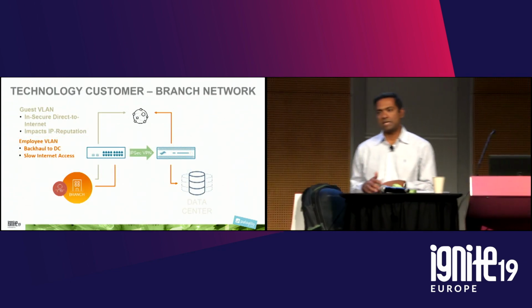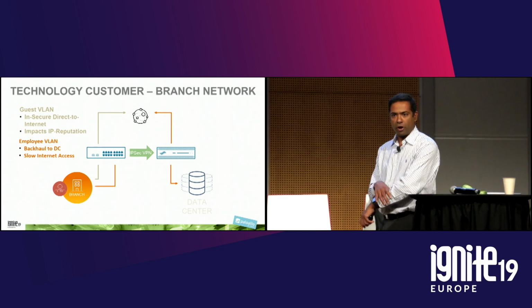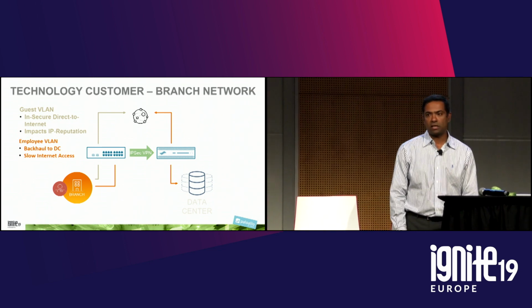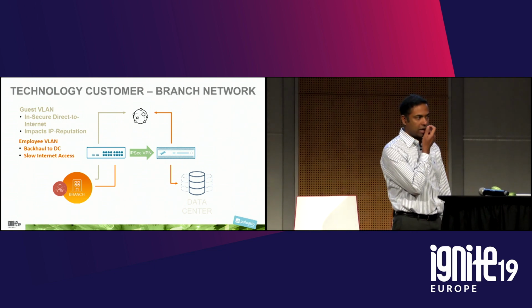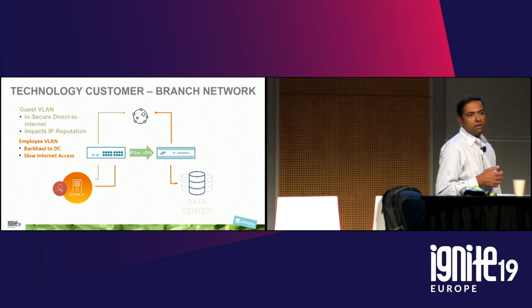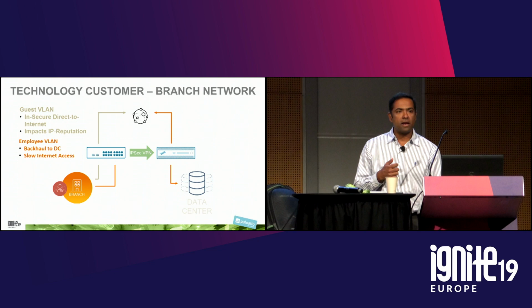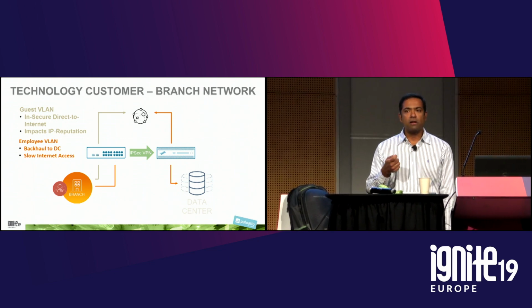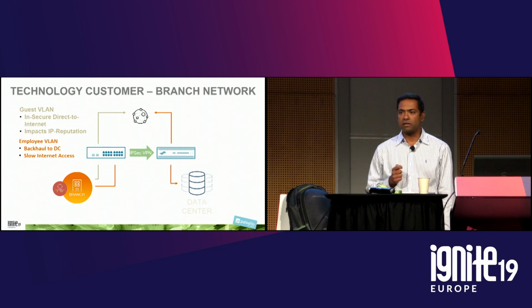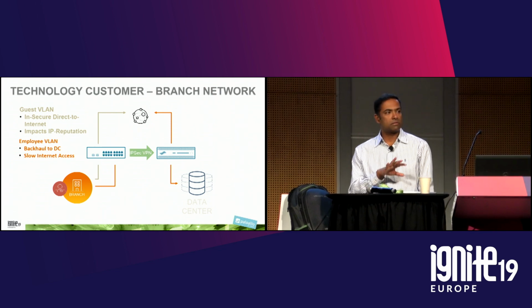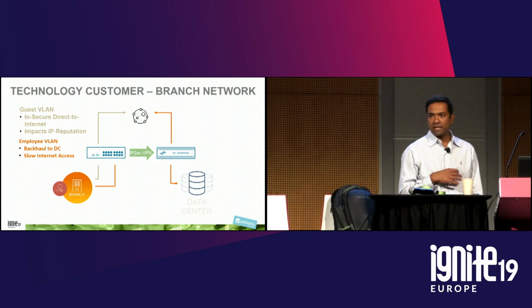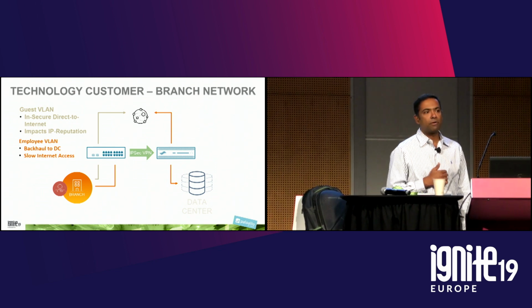So let's take an example of a few of our customers and what their environment looked like. This is a technology customer, and this is what their branch network looked like. They have a guest VLAN and an enterprise VLAN. The guest VLAN used to allow access directly to the internet, and the employee VLAN would redirect all the traffic to a central data center, from where the traffic would go out to the internet.